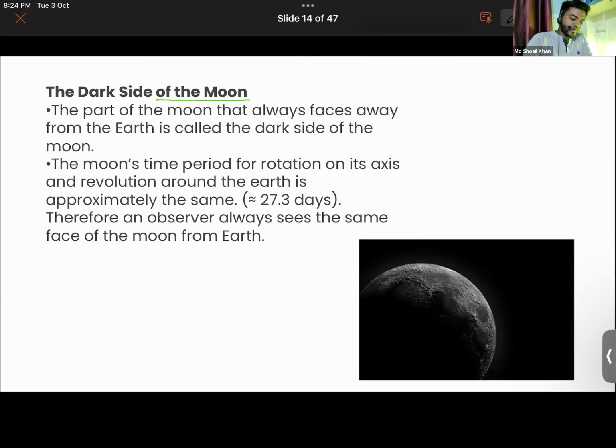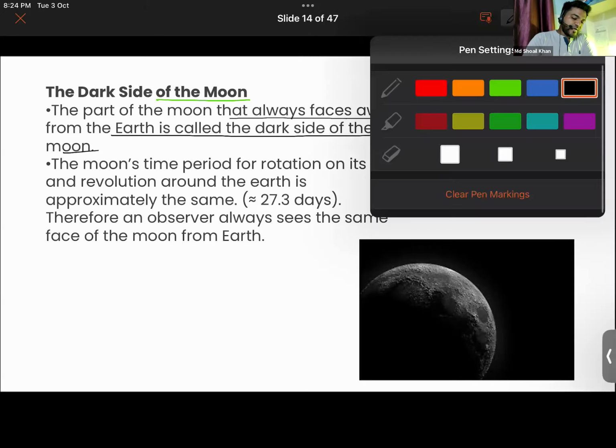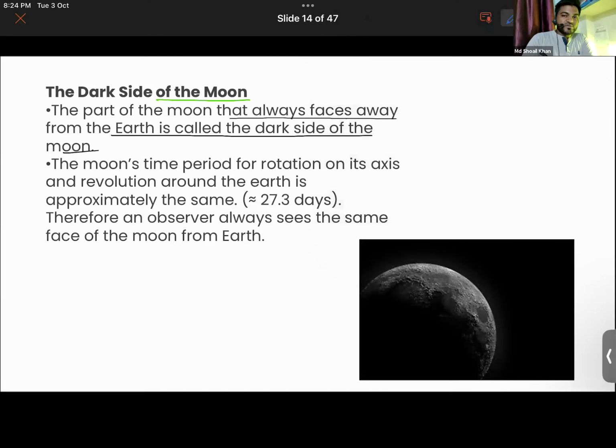In fact, the part of the moon that always faces away from the Earth is called the dark side of the moon, right? So the phase of the moon, the part of the moon that you are seeing, is only the half part of the moon. The other part we never get to see.